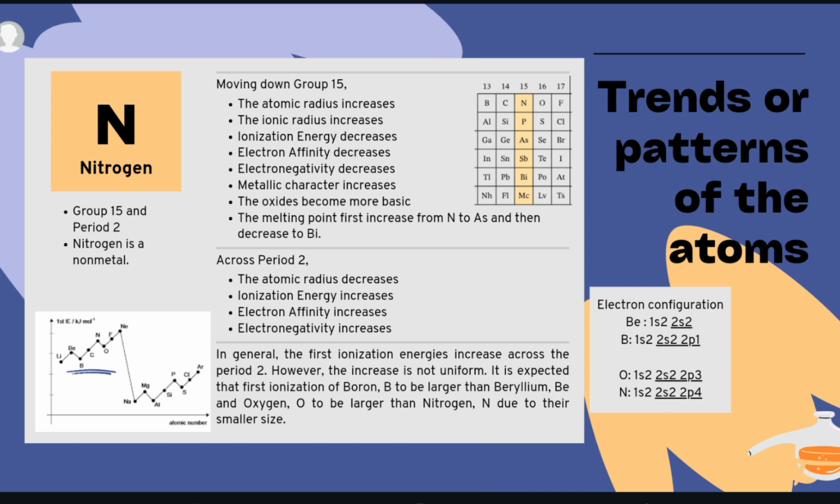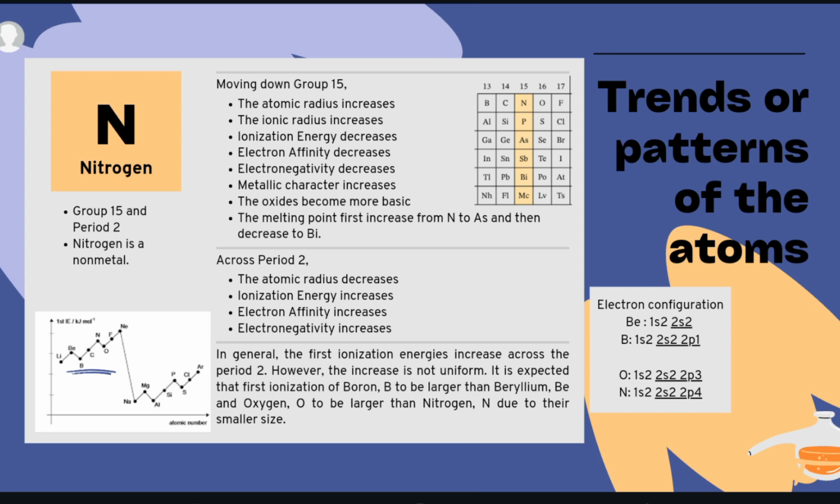Moving down group 15, the trends are: the atomic radius increases, the ionic radius increases, ionization energy decreases, electron affinity decreases, electronegativity decreases, metallic character increases, the oxides become more basic, and the melting point first increases from nitrogen to arsenic and then decreases to bismuth.